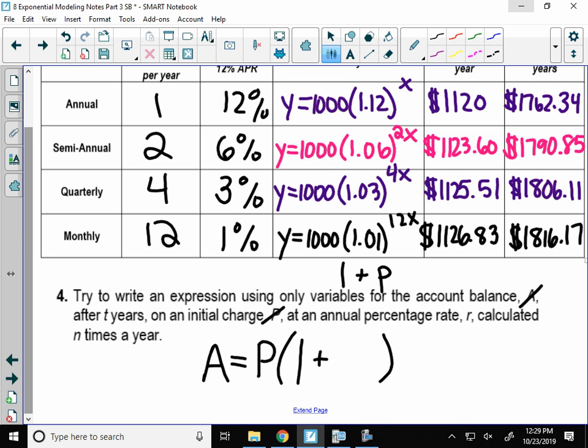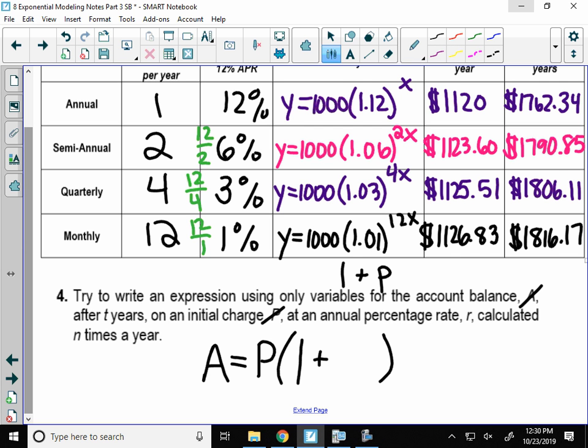If I looked here at the 12, we were dividing 12% just one time throughout the year, right? So I didn't really have to do anything to change the 12. What about the 6? How did I change this 12 to get a 6? 12 divided by the 2, the number of times we took interest. How about to get to the 3? It was 12 divided by 4. And then to get to 1, it was 12 divided by 1.